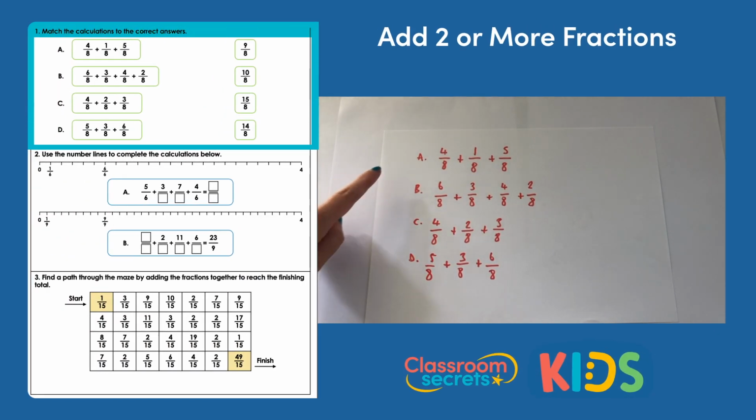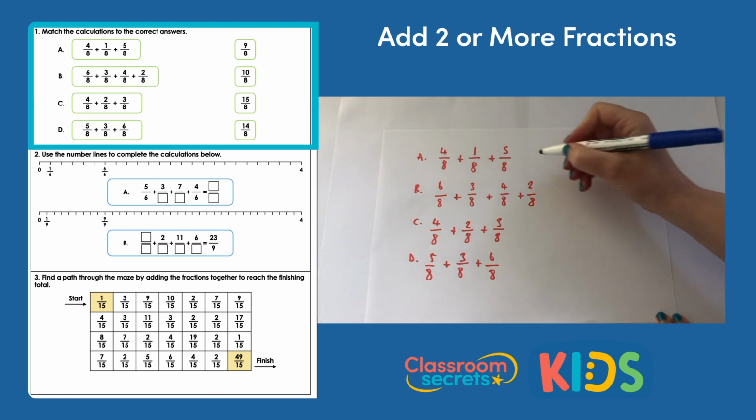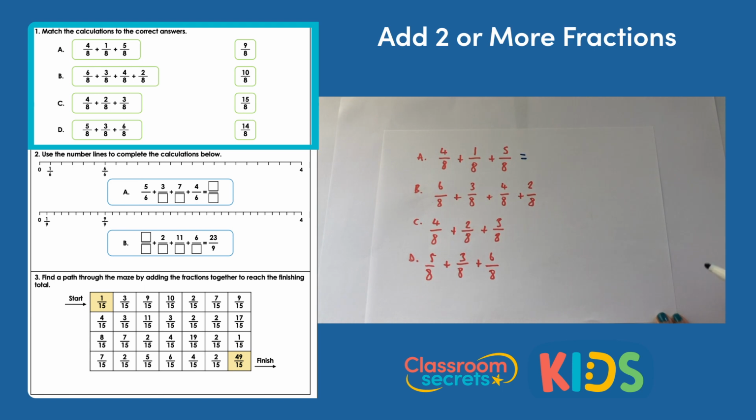So we have calculations A, B, C and D, and then we have 4 options of answers. So we need to go through each calculation, add them together, find the answer and check that it's an answer that's listed on that right hand side. So starting with calculation A, I'm going to write my answers next to it.